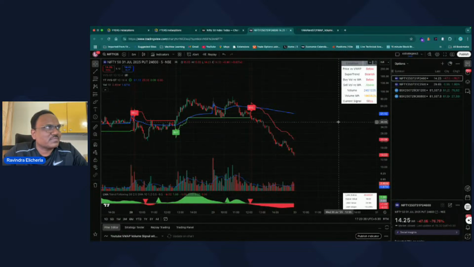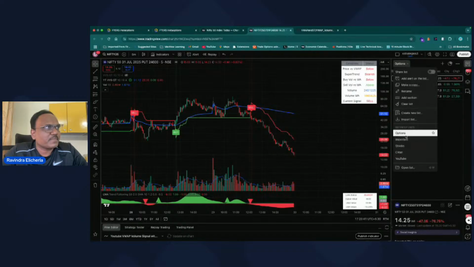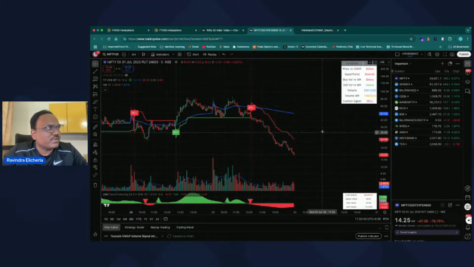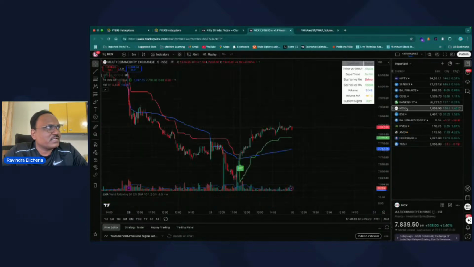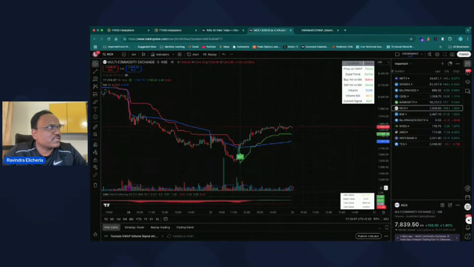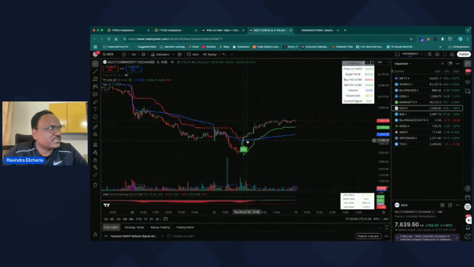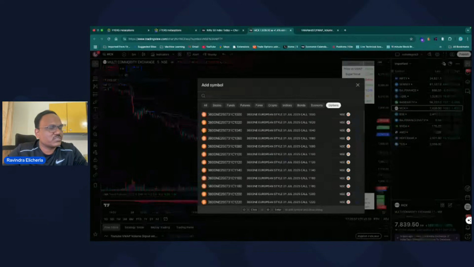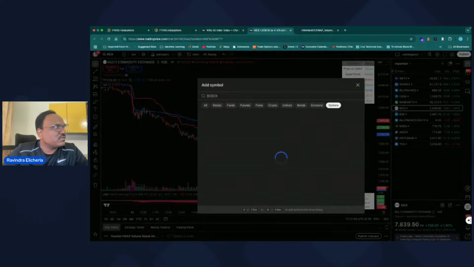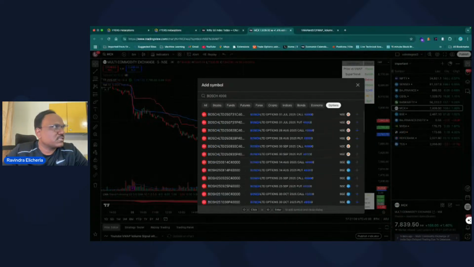So you can apply it on the options, you can apply it on the indices, you can apply it on, let's say, the stock. This is MCX. I think we got a buy signal at about 11:25, and then I think today I saw somebody shared the Bosch 4000 C. Let's check if it is going to give any signal.